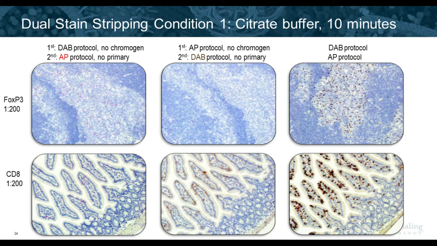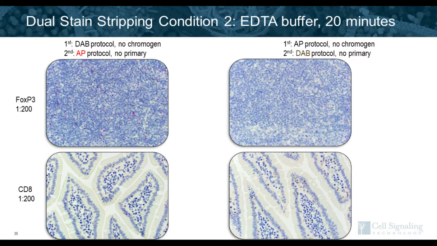Since this stripping step was not sufficient and did not remove 100% of our first primary antibody, I increased the intensity. I switched to EDTA buffer for 20 minutes, and this seemed to do a much better job. You can see with FOXP3 on the top left, stripping was much better, but still not complete. And with CD8, it was essentially 100% stripped. And when we ran the alkaline phosphatase protocol first, as you can see on the right, and the DAB protocol second, we saw complete stripping with both FOXP3 and with CD8.